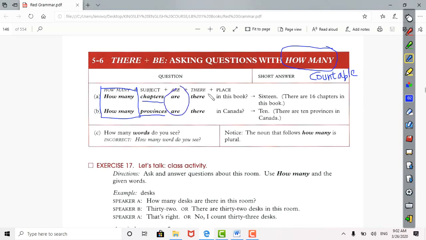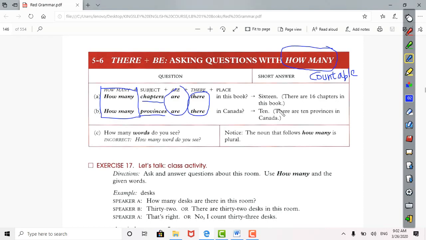Begitu, and pakai there. Jadi kalau kamu mau tanya berapa banyak chapter yang ada di buku grammar ini ya, we can translate to be English. How many chapters are there in this grammar book? Like that. The answer 16. Jawaban singkatnya, jawaban panjangnya the long answer. There are 16 chapters in this book.